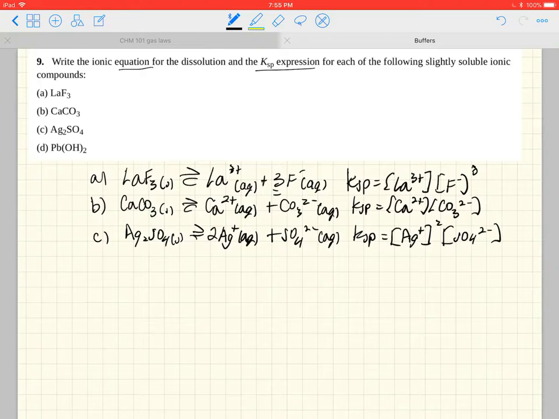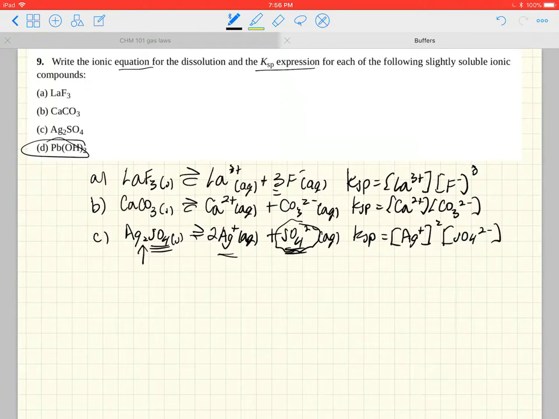A lot of students get confused. Why does the 4 stay with the oxygen there, but the 2 does not? You keep the subscripts for the polyatomics, because that's part of the identity of that ion. But the silver ion is not a polyatomic ion.